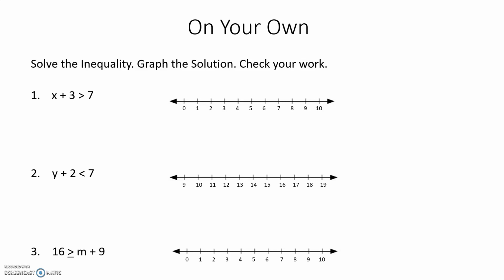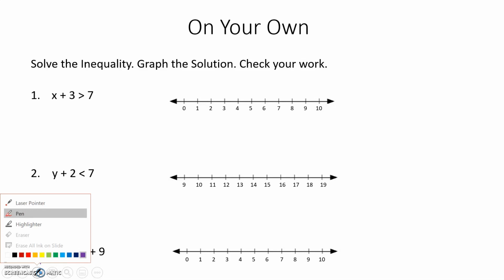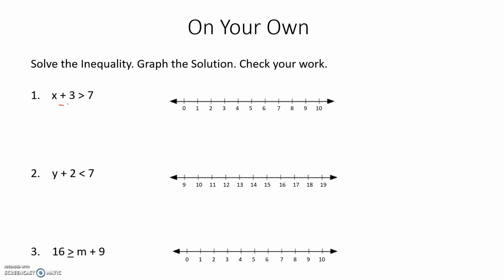All right, so let's go ahead and solve the inequality, graph the solution, and check our work. So we're going to be using the inverse operation of subtraction. All right, so number one, I'm going to take away 3 from both sides. Minus 1. All right, so I'm left with x is greater than 4. All right, find 4. Open circle, x is going to be greater than 4.